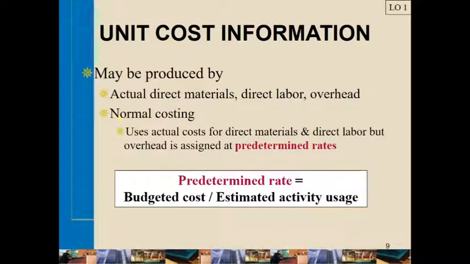Now in normal costing, the difference is that it is a combination of actual cost and the usage of predetermined rates. So it is actual cost for your direct materials and direct labor, and your overhead is assigned at predetermined rates. So here, the overhead is where estimation is applied, because you only use a predetermined rate. Now why do we do that, or why is there a difference between normal and actual costing? Why not make everything actual?